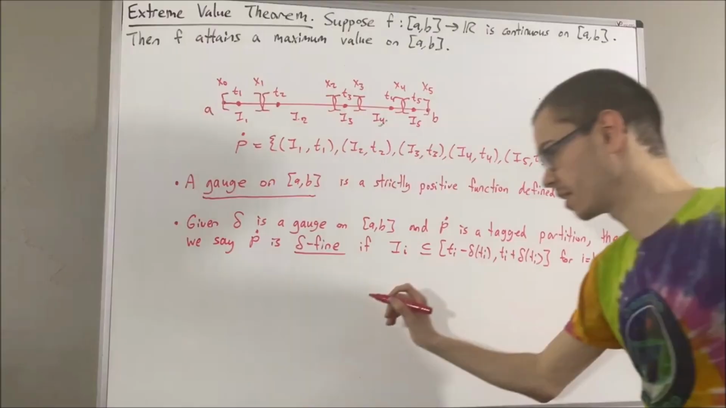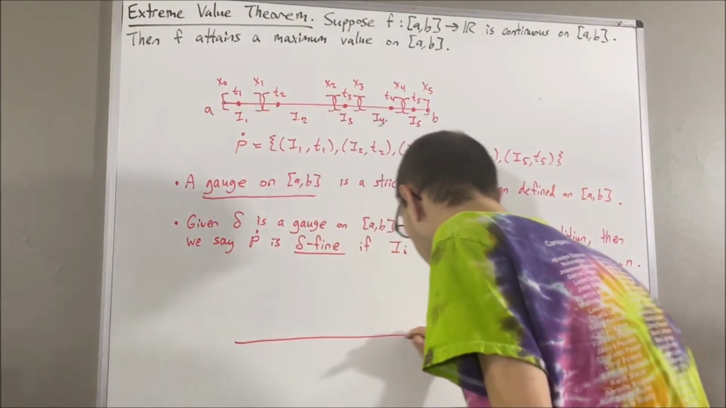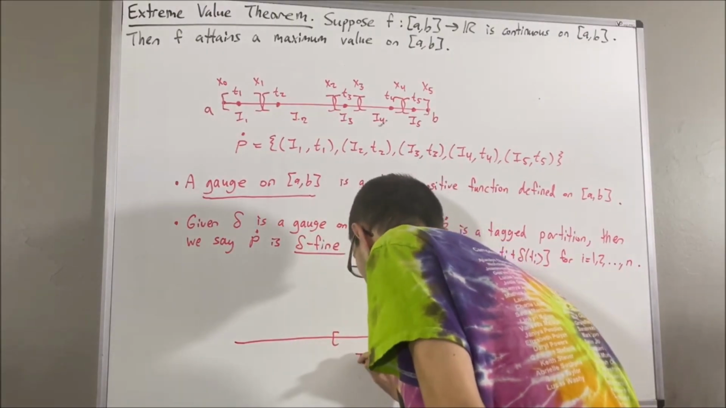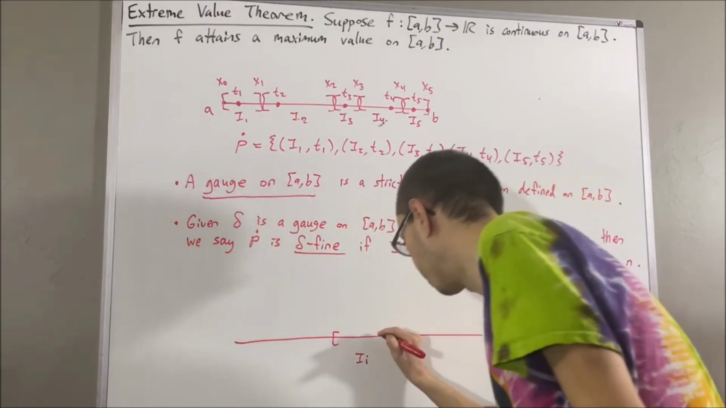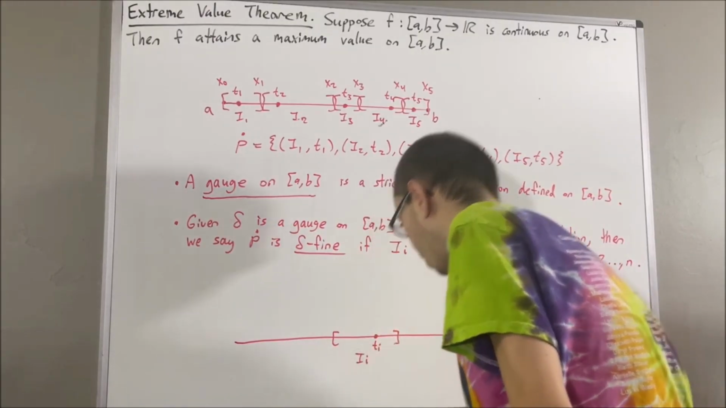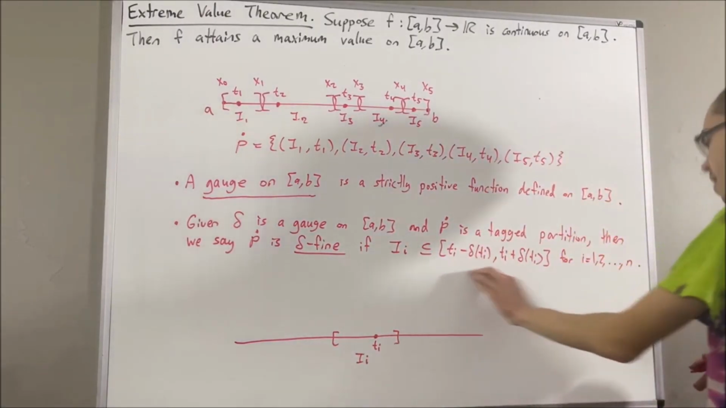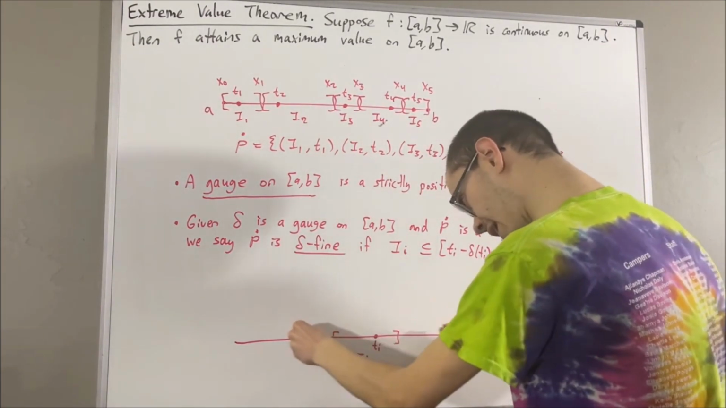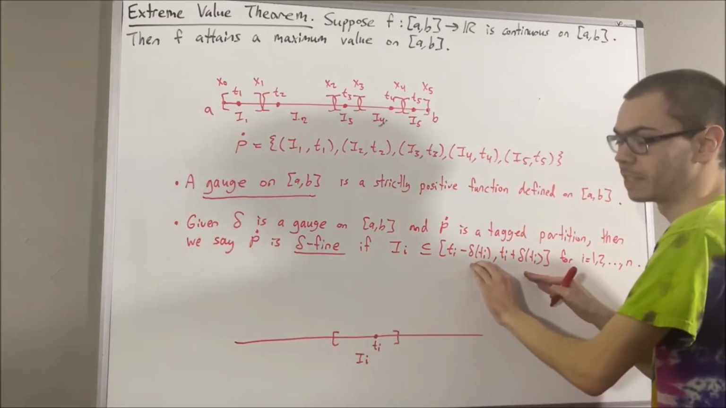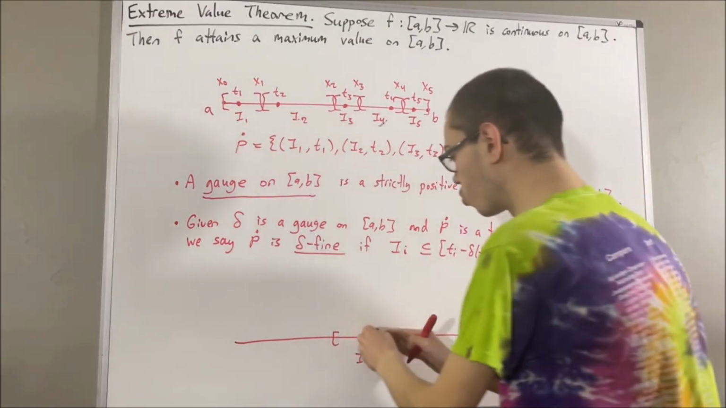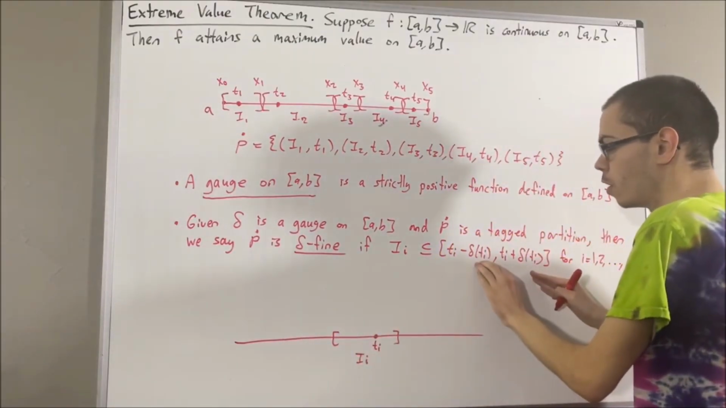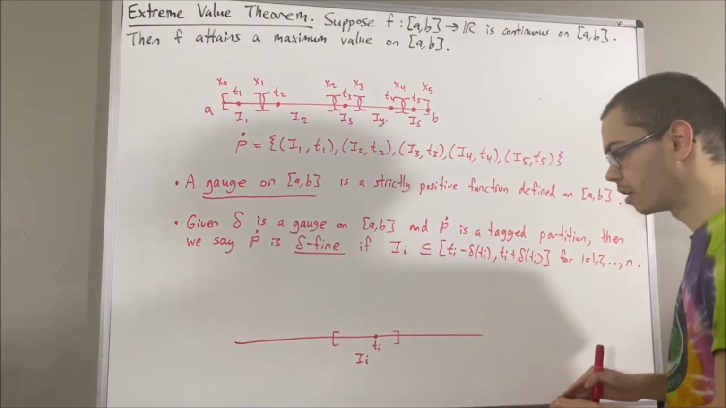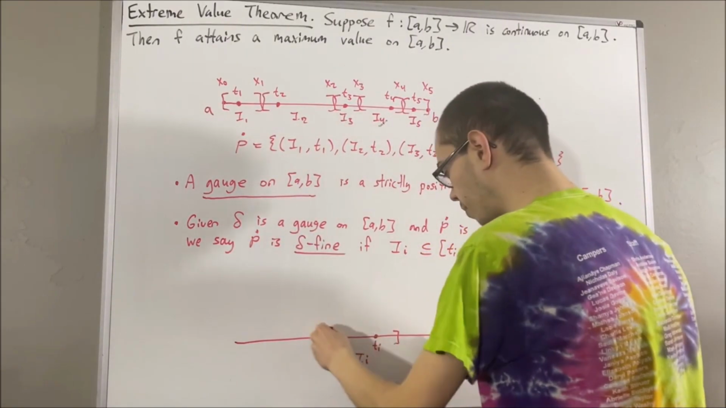So the way that you can visualize this is if we consider our subinterval Ii, we'll say it's right here. And let's say that the tag of our subinterval, ti, is located right here. Well then, this interval is an interval centered at ti, and its radius is delta(ti). Or in other words, its radius is the output value when you send the tag ti into the gauge function. And so this interval might look something like this.